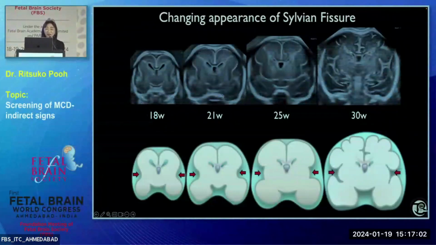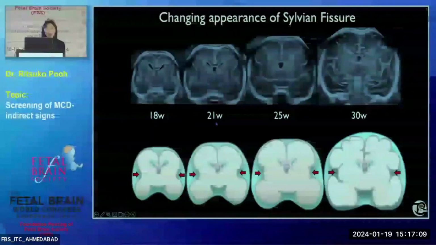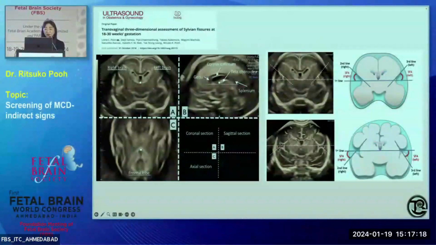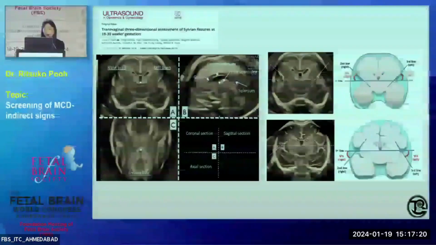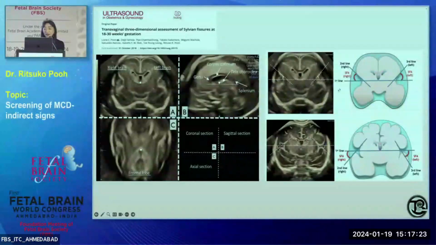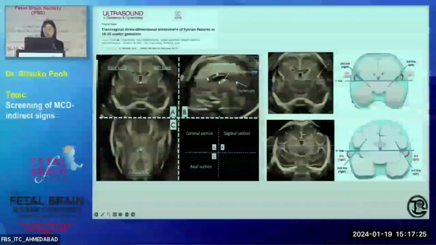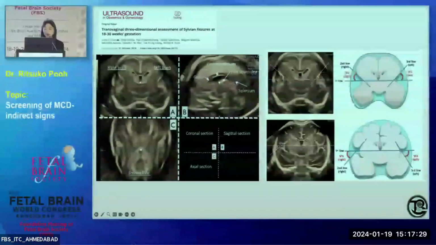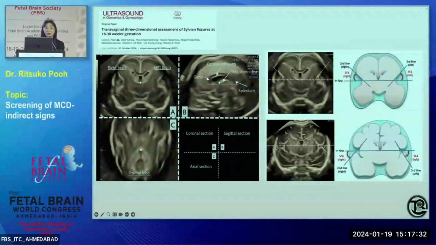And this is the changing appearance of the Sylvian fissure, at 18 weeks, 21 weeks, 25 weeks, and 30 weeks of gestation. The shallow Sylvian fissure is going deeper and deeper, right? And we measure the Sylvian fissure angle. The right and the left Sylvian fissure angles were measured between the horizontal reference line and two lines drawn along the right and left upper sides of the Sylvian fissure.